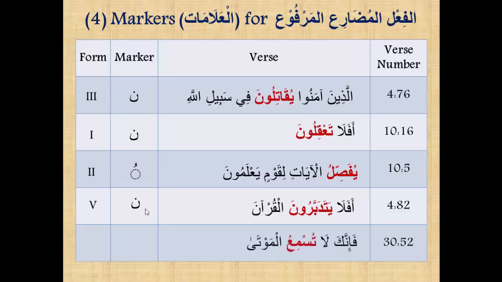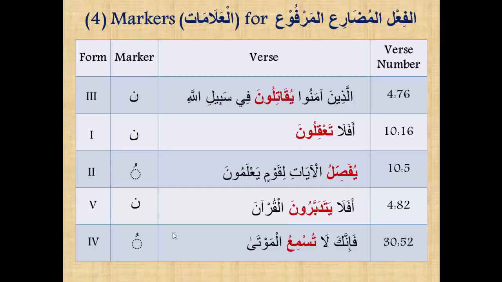Last example, فَإِنَّكَ لَا تُسْمِعُ الْمَوْتَى. تُسْمِعُ, we see the dhamma at the end, and that is the marker for the marfu'. And this is an example of a form 4 verb. تُسْمِعُ, تُفْعِلُ.